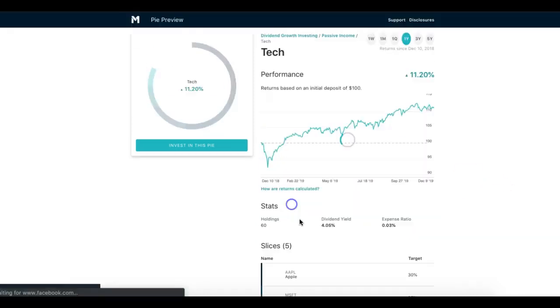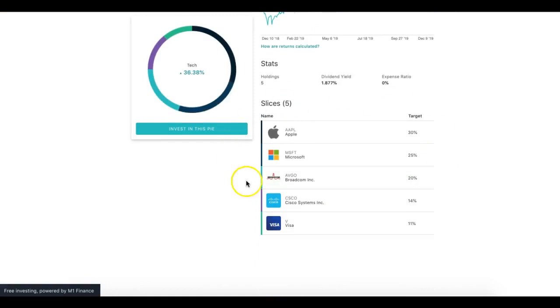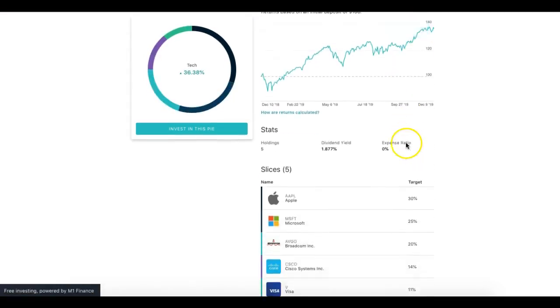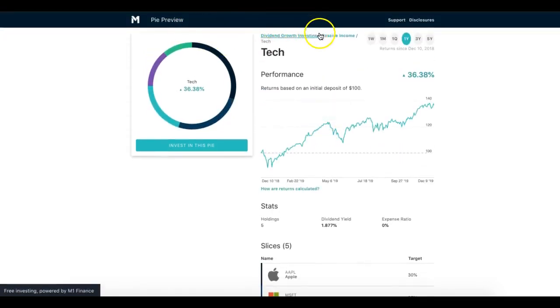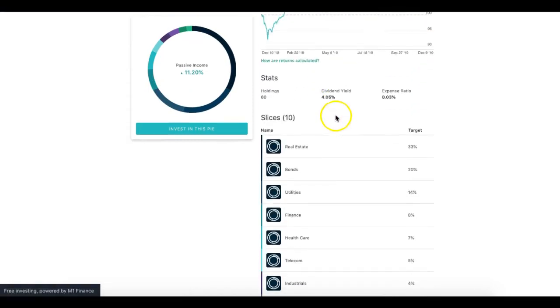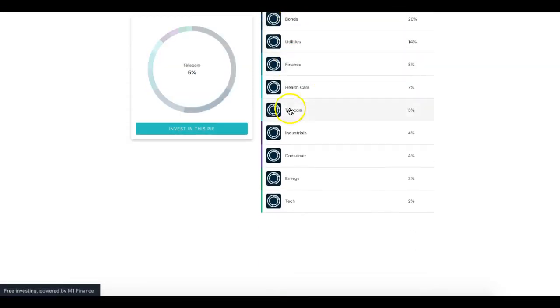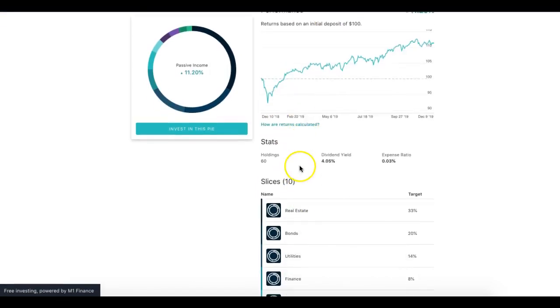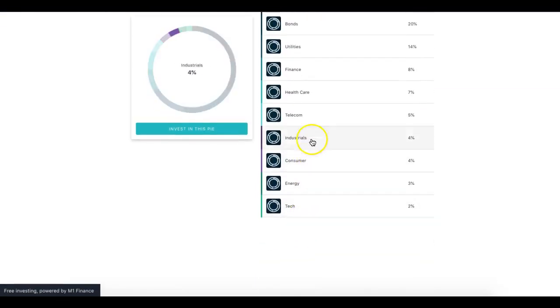Let's look at tech right here. I only have a few companies, but very, very strong companies, companies that we all know, we all use the product. Like I said, Apple is great, they pay great dividends. And the whole point of this portfolio, like I said, is to constantly get paid from dividends, and that's the whole point of this portfolio.